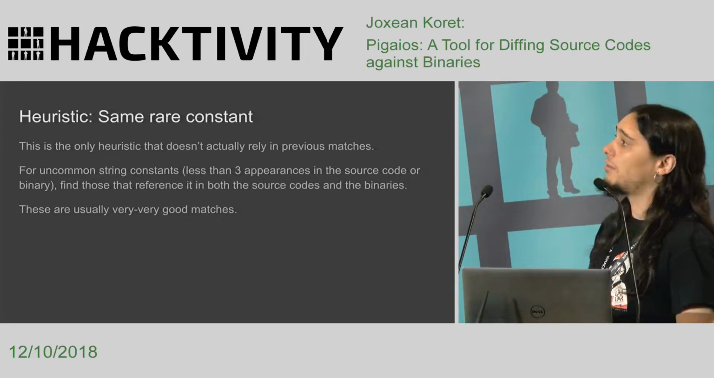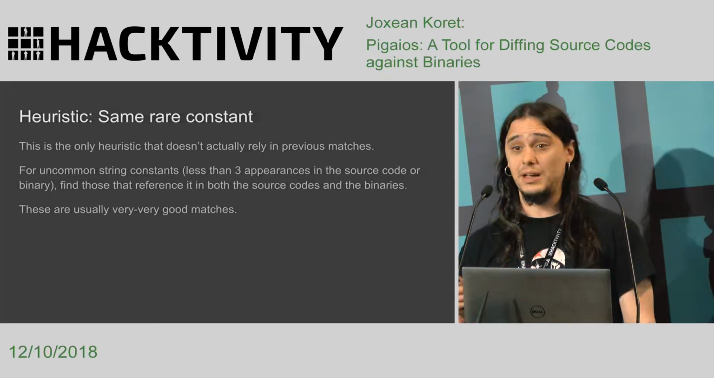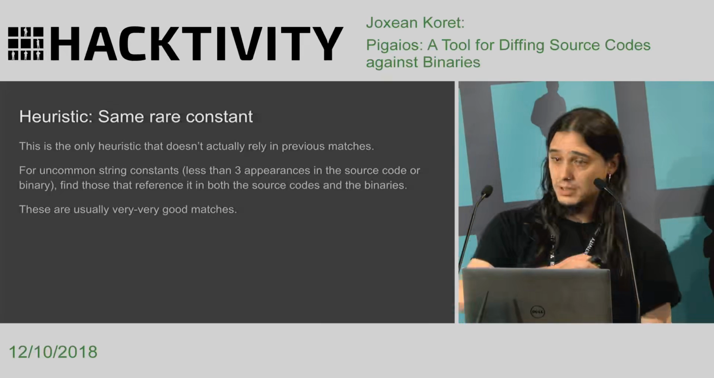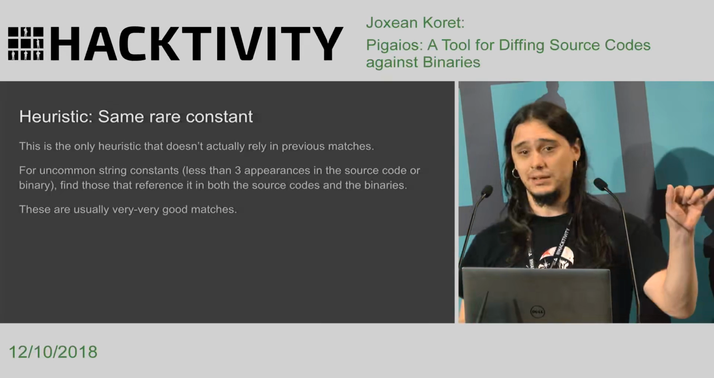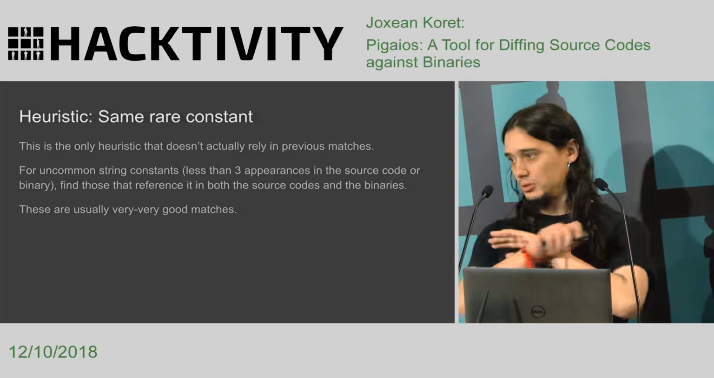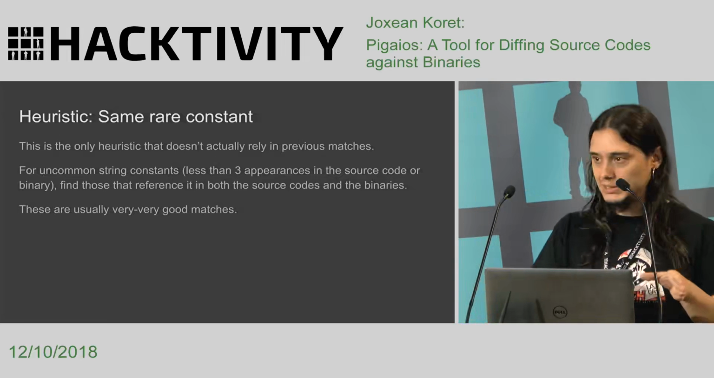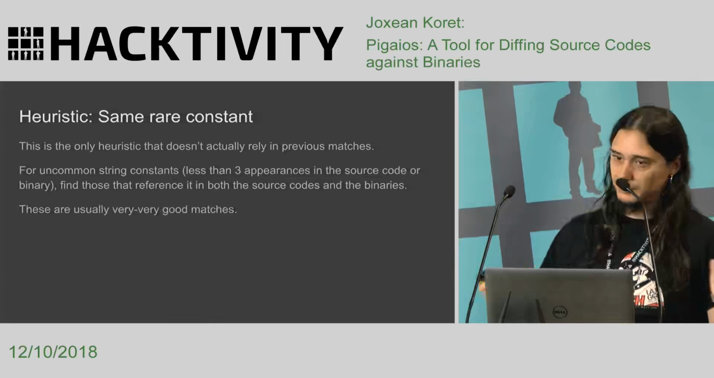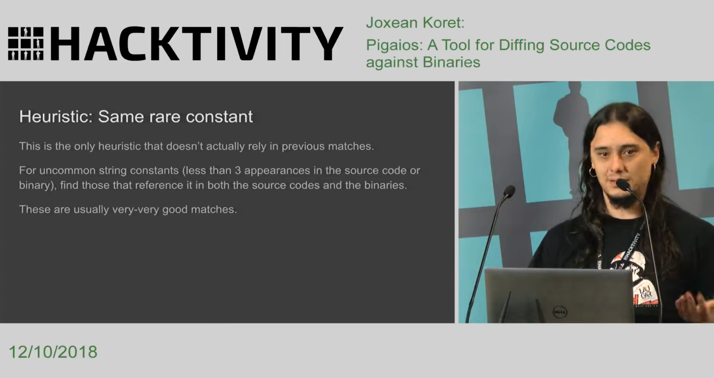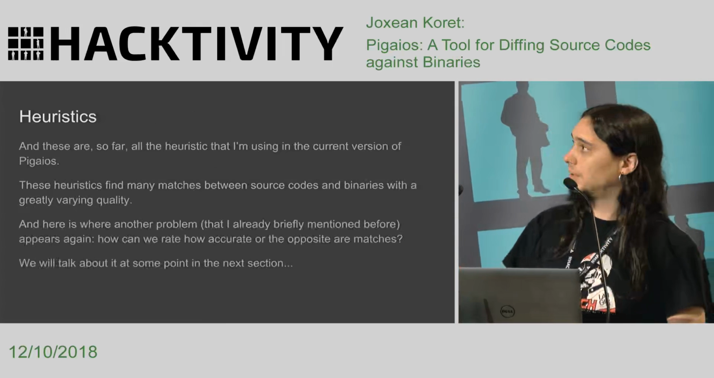Another one, same rare constant. This is probably the only heuristic that I've been able to port from Diaphora to Pigaios, which is I have one string constant, which is pretty rare. It only appears in one Pantheon. It is an awesome match. Even if the Pantheon differ a lot, that string constant that is rare enough, that is weird enough, makes the match that we have a pretty good match. Why? Because it doesn't exist in all the database. That's it. It's very easy.